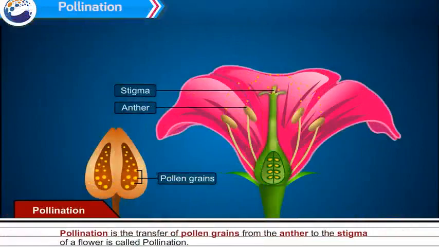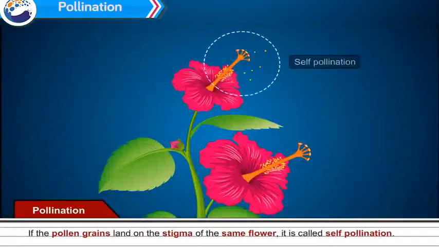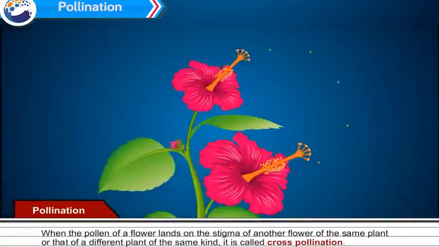Pollination. Pollination is the transfer of pollen grains from the anther to the stigma of a flower. If the pollen grains land on the stigma of the same flower, it is called self-pollination. When the pollen of a flower lands on the stigma of another flower of the same plant or that of a different plant of the same kind, it is called cross-pollination.